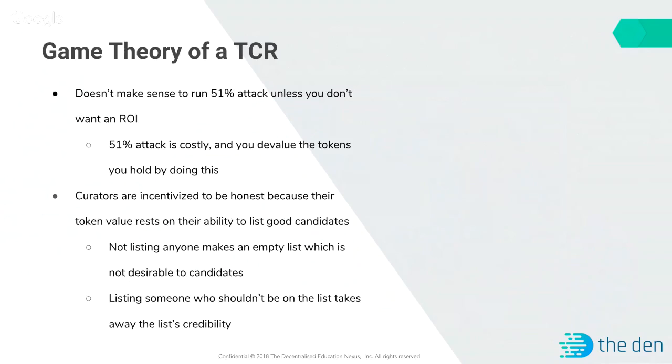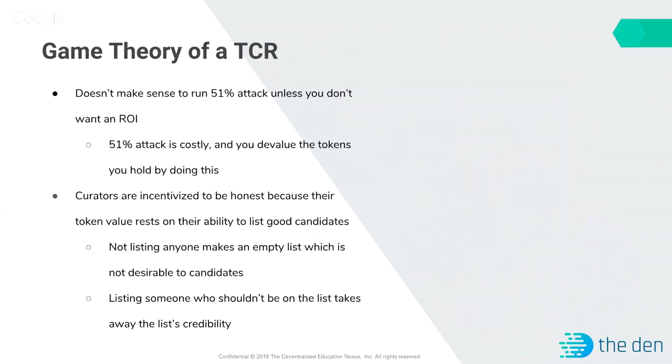So one of the things about the TCR is if, let's say, a majority of users downvote your listing, then the people who downvoted you actually get to take a percentage of the deposit that you put up, which means that essentially there's an incentive to deny people to be on the TCR. However, you wouldn't want to just grief businesses and be unfair because not listing anyone gives you an empty list, which is not desirable to other businesses who want to bring more consumers to their platform. And then also it kind of cuts both ways.